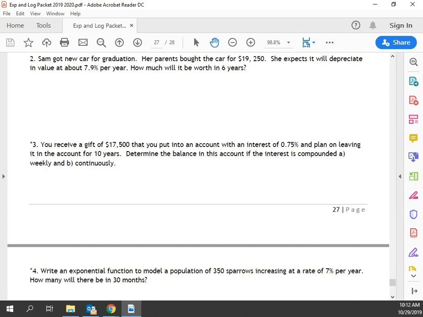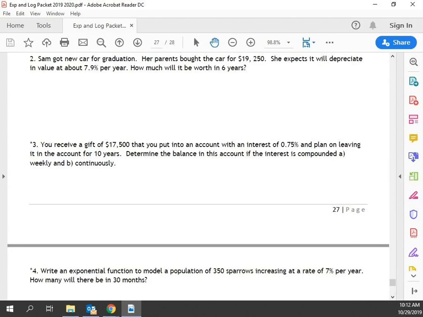Sam got a new car for graduation. Parents bought the car for $19,250. It's expected to depreciate in value by about 7.9% per year. How much will it be worth in 6 years? There are dollar signs here, granted, but we are talking about a decay type of scenario. You buy a car, you keep it, every year the car depreciates in value. So we're talking about decay.